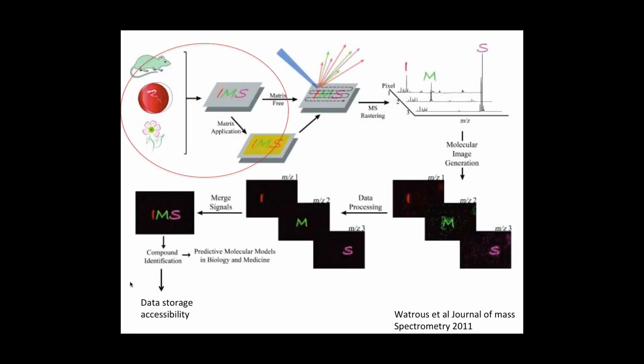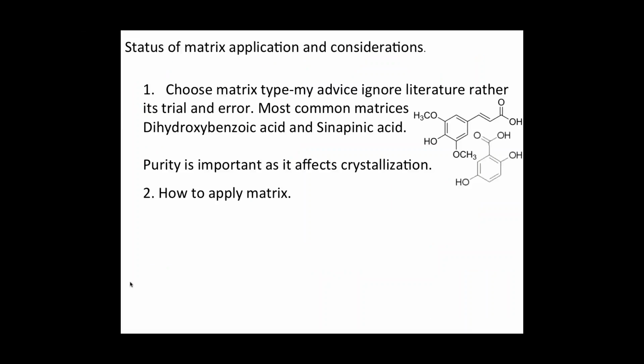So in this first step, in terms of matrix application choices, there's actually a lot of matrices that you can apply. And typically, my advice when somebody says, I'd like to know what matrix to use for my specific application, there's some bias that you can do. So if you are looking at peptides and proteins, dihydroxybenzoic acid and sinapinic acid tend to work very well. But my advice is ignore the literature and do it by trial and error in many ways.